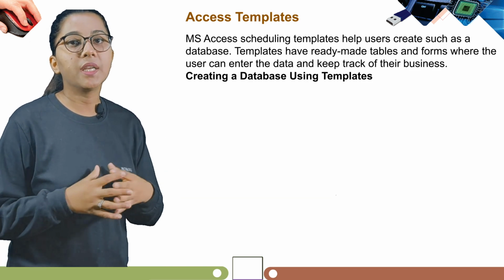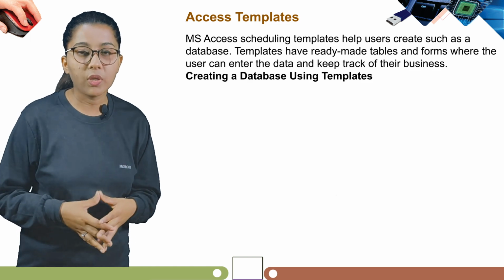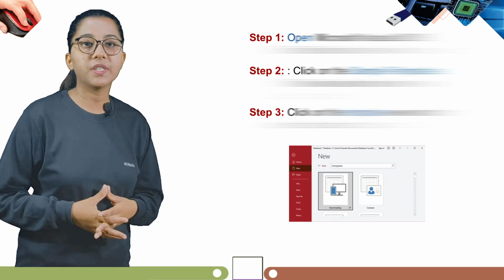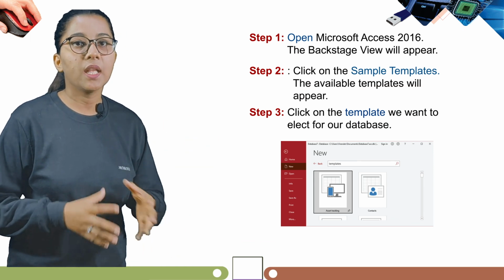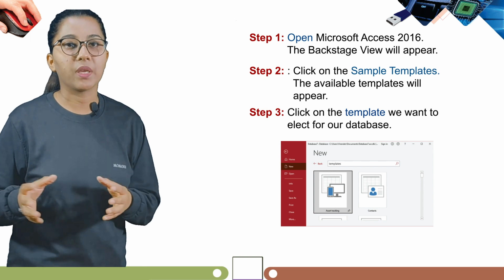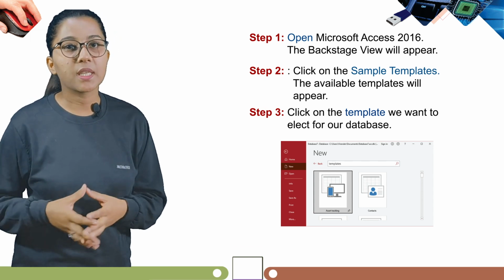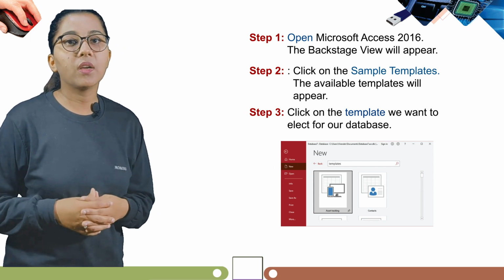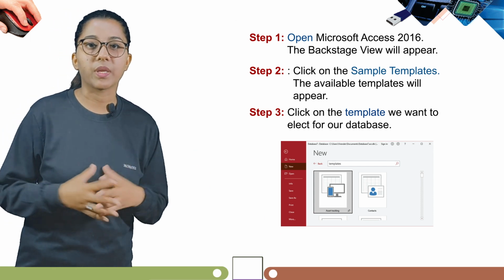Now creating a database using templates. So now we are going to learn about creating a database using templates. Our first step is to open Microsoft Access 2016. The backstage view will appear. Now step 2, click on the sample templates. The available templates will appear. Step 3, click on the template we want to select for our database.